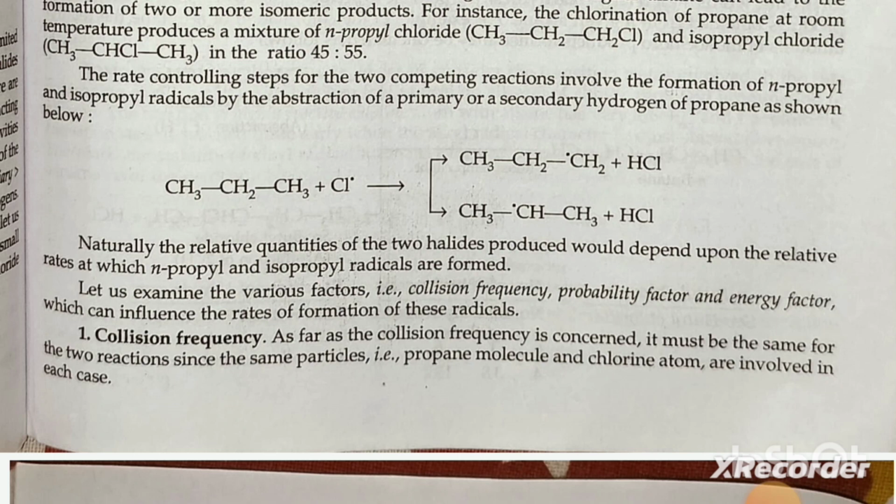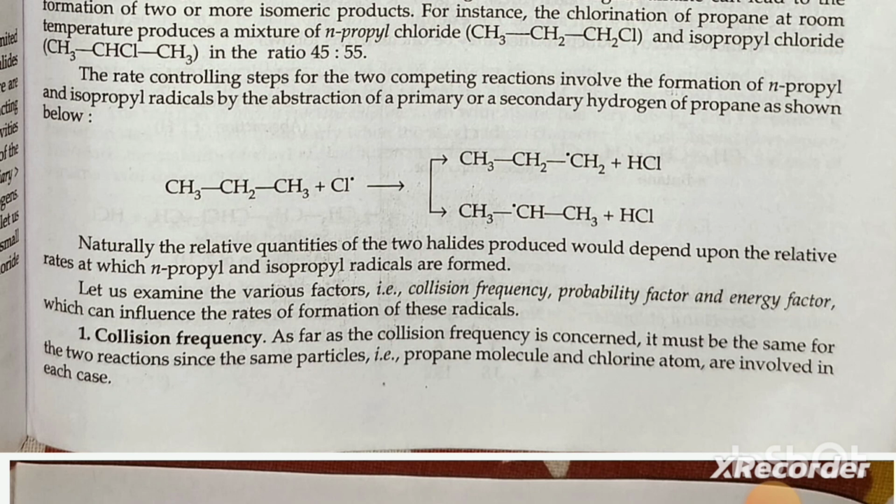The rate controlling step for the two competing reactions involves the formation of n-propyl and isopropyl radicals by the abstraction of primary or secondary hydrogen of propane as shown below. Naturally, the relative quantities of the two halide products would depend upon the relative rates at which n-propyl and isopropyl radicals are formed. Let us examine the various factors: collision frequency, probability factor, and energy factor, which can influence the rate of formation of these radicals.